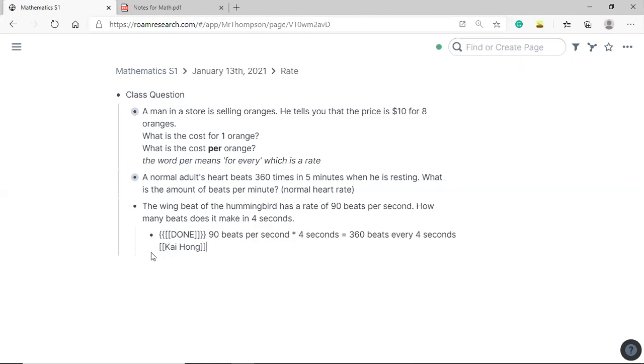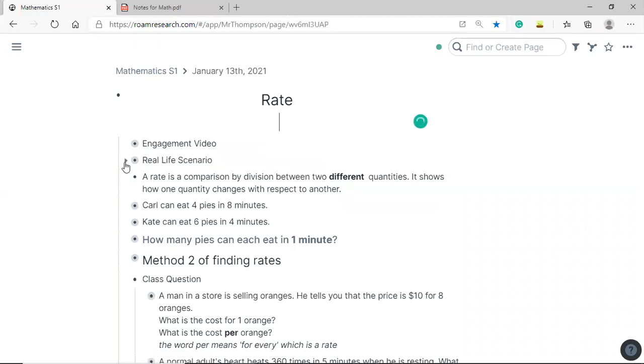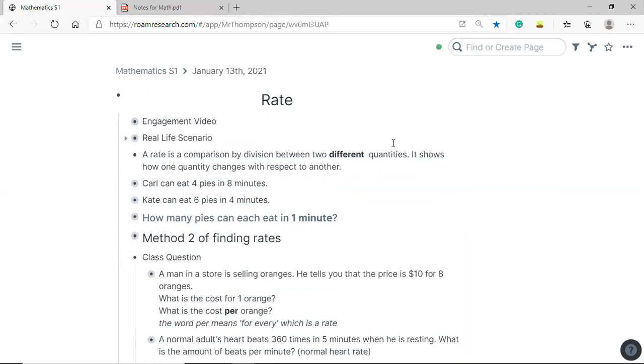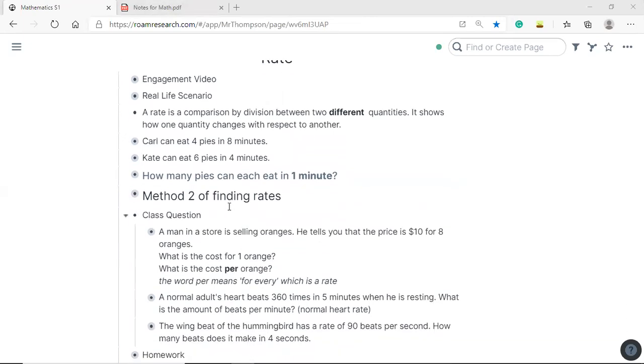Okay, guys, excellent. This is a great class. I hope you learned something. To recap, we used a real life scenario and understood what rate is. It's simply comparing two different quantities to show how one changes with another. We used the example of Carl and Kate eating pies, and we said that Carl can eat half a pie in 1 minute, and Kate can eat 1.5 in that same minute.